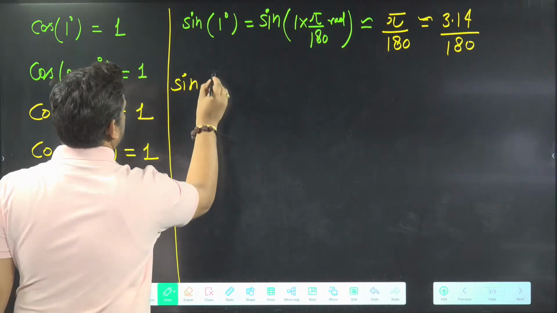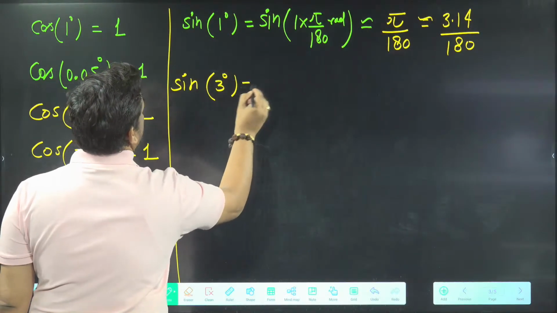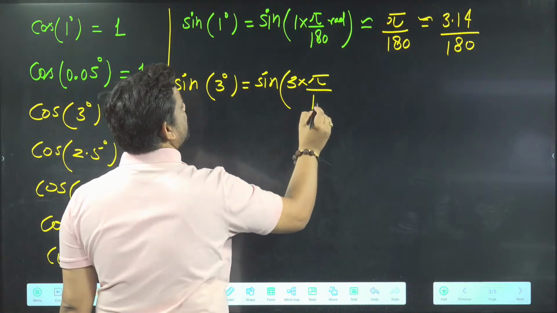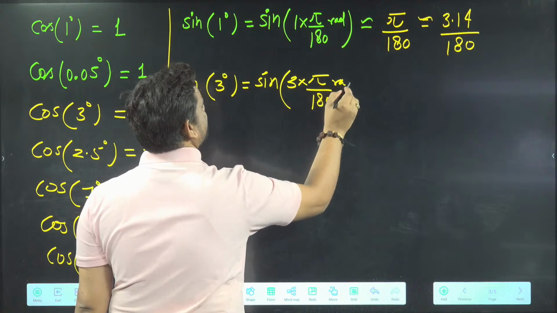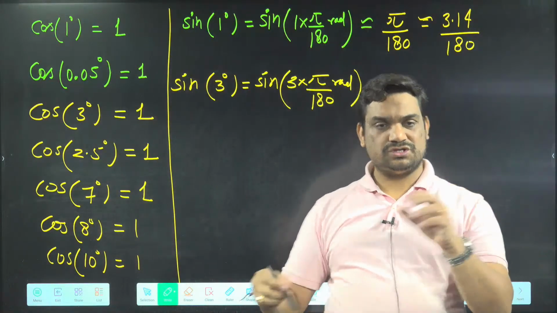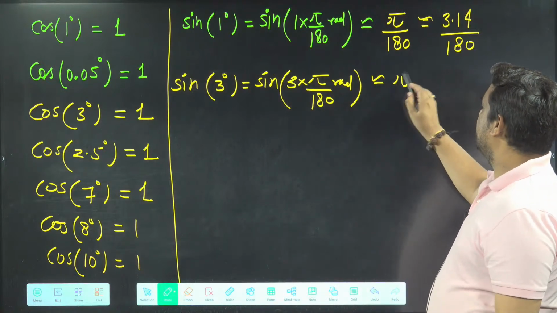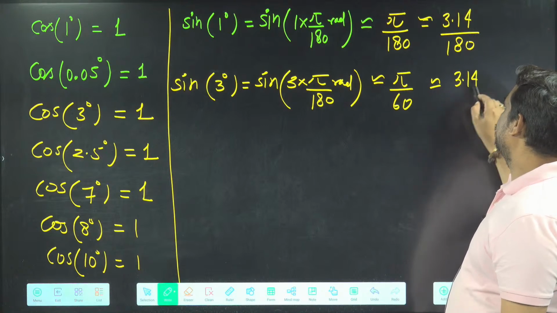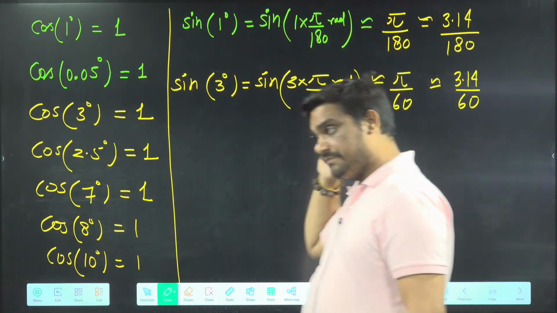Suppose sine 3 degrees is coming. There is no problem. You can write sine 3 into pi by 180. Now this is in radian, and once it is in radian, you can drop the sine and write it as pi by 60, and pi is basically 3.14 by 60.